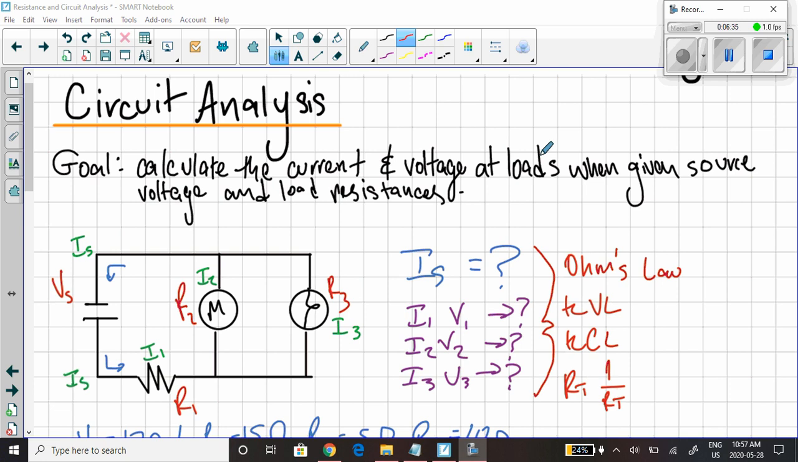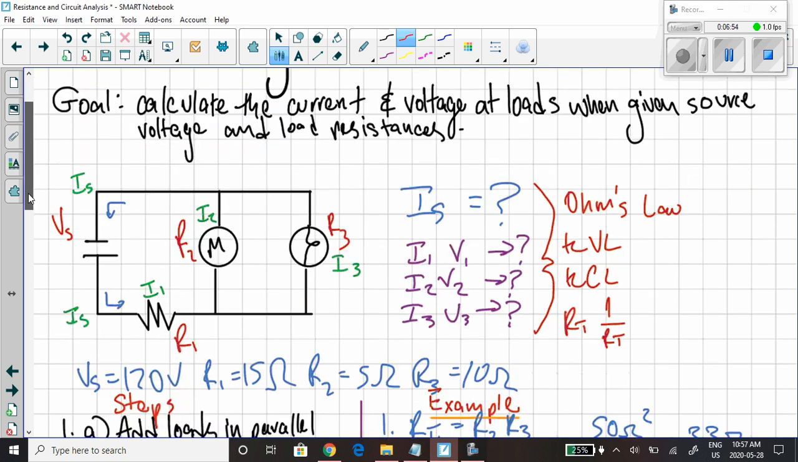All right, the next part of today's lesson is called circuit analysis. And what is our goal here? Our goal is to calculate the current and voltage at loads when we are given the source voltage and the load resistances. Whoa, what does that mean? Well, let me show you in an example here.